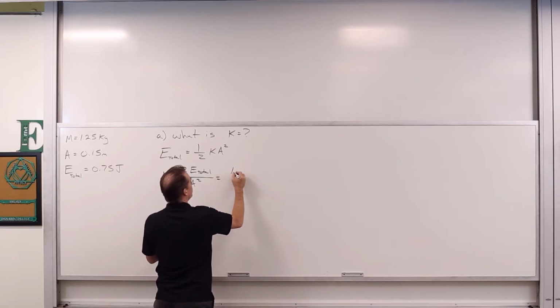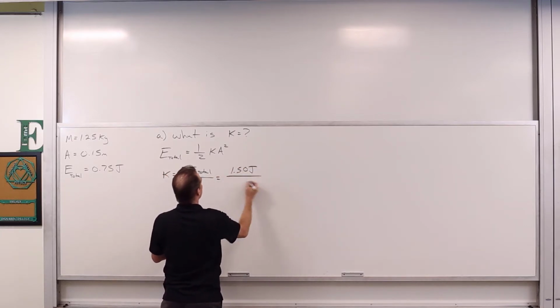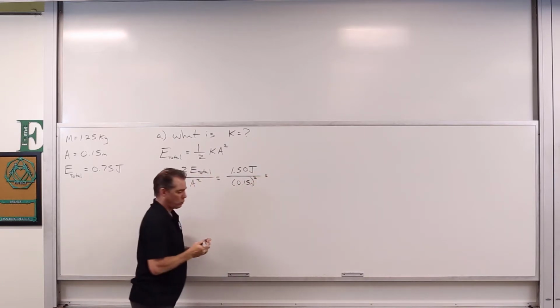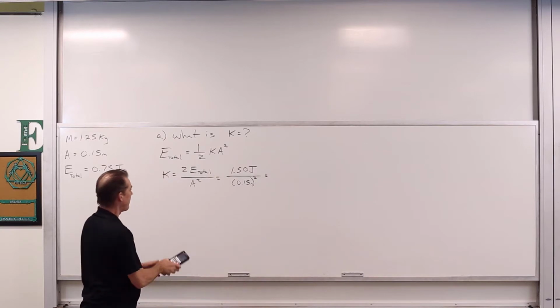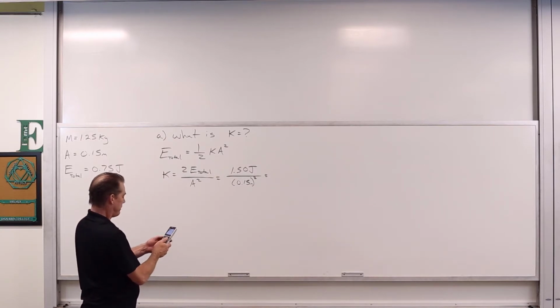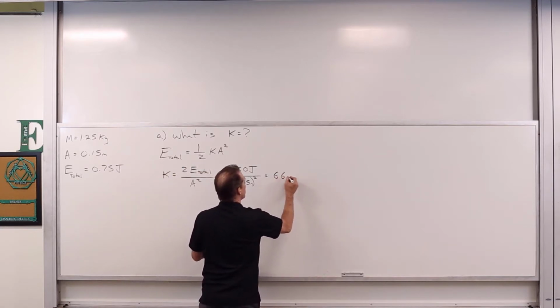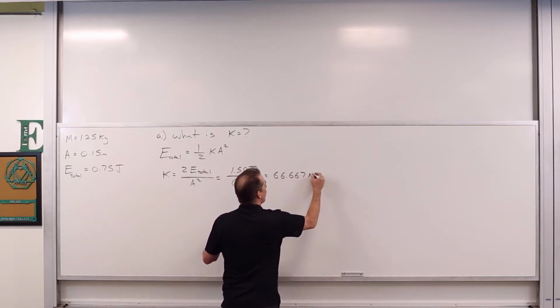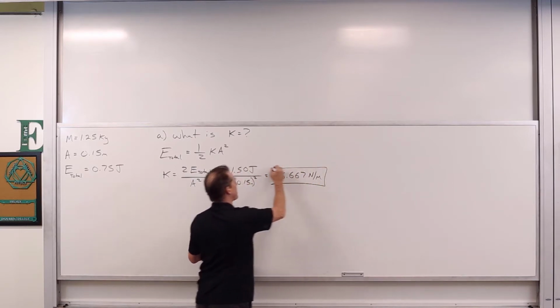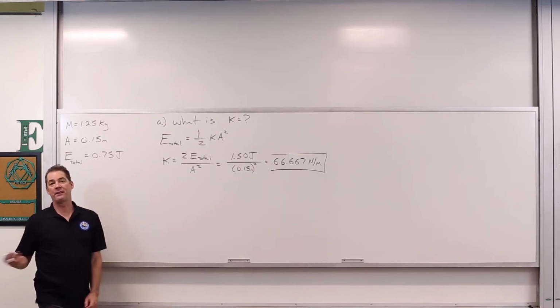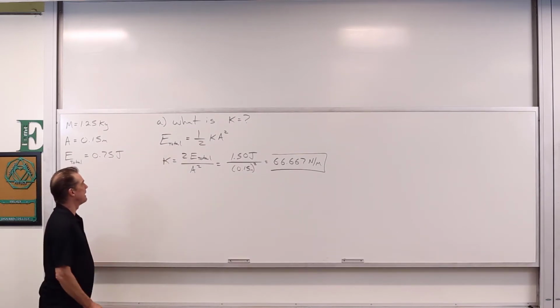which is going to be equal to 1.50 joules divided by 0.15 meters quantity squared. We got ourselves some newtons per meter. Yes, indeed. 1.5 divided by 0.15 squared is 66.667. 66.667 newtons per meter. There's the spring constant of the spring. Great. Well, we could have just asked, what's the period of the oscillations? But in a sense, we need what K is first.